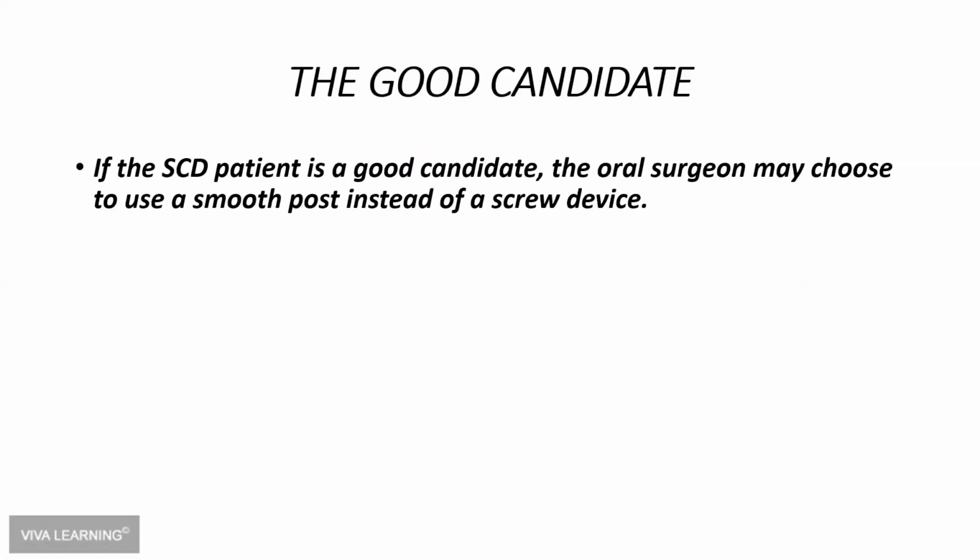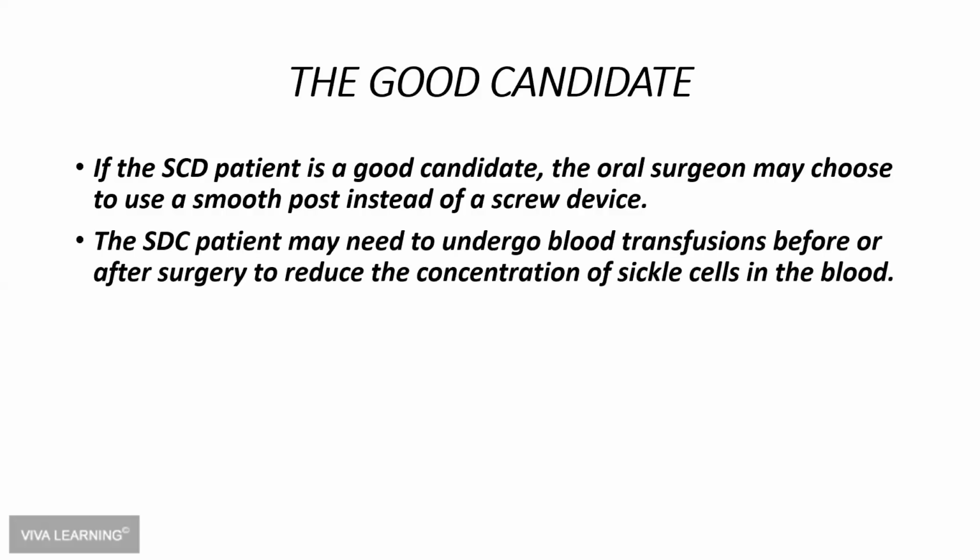So a good candidate for an implant is usually determined by the oral surgeon who does it, because a lot of times with a sickle cell patient, we'll send them to an oral surgeon because they have to have what's called a prophylactic blood transfusion, and that's a blood transfusion that they have just for the procedure. And sometimes that oral surgeon may choose to use a smooth post instead of the screw type device because it doesn't damage as much of the tissue and the bone, and you have a better healing.